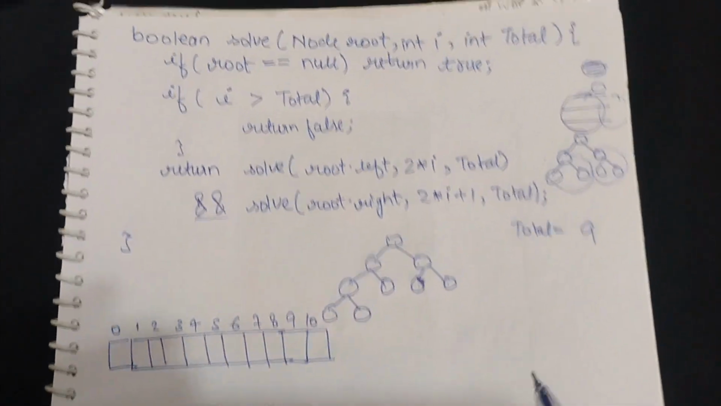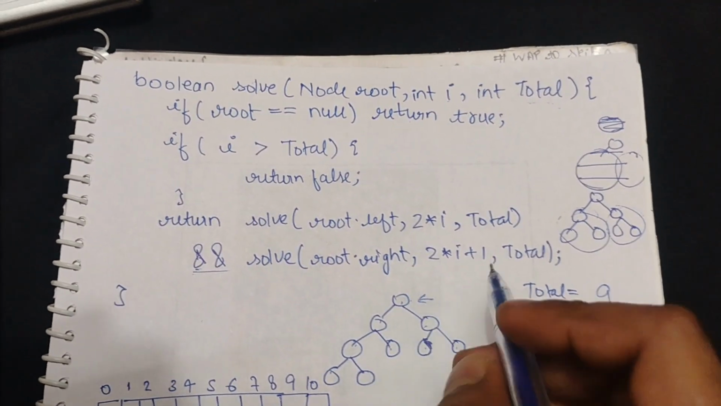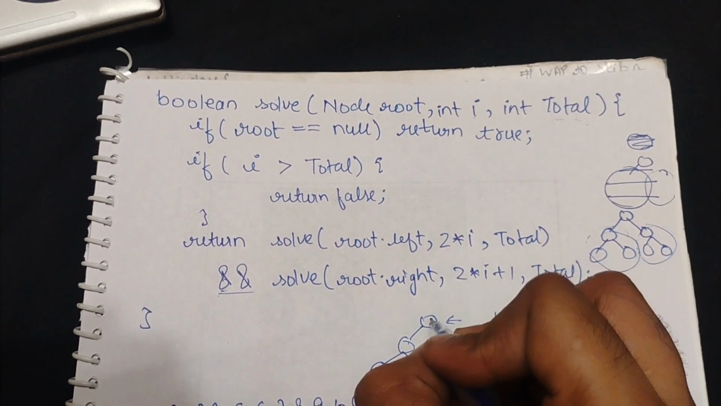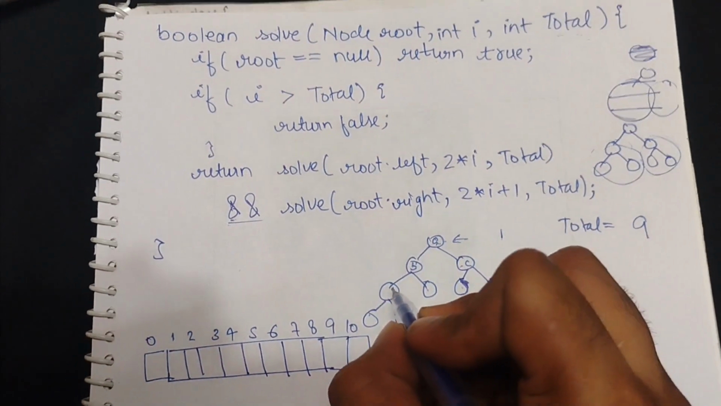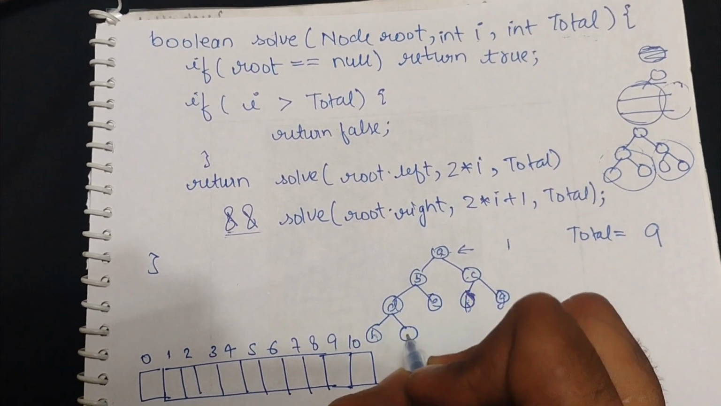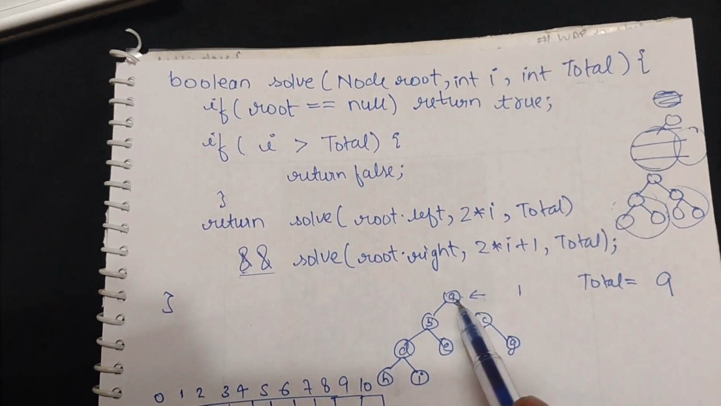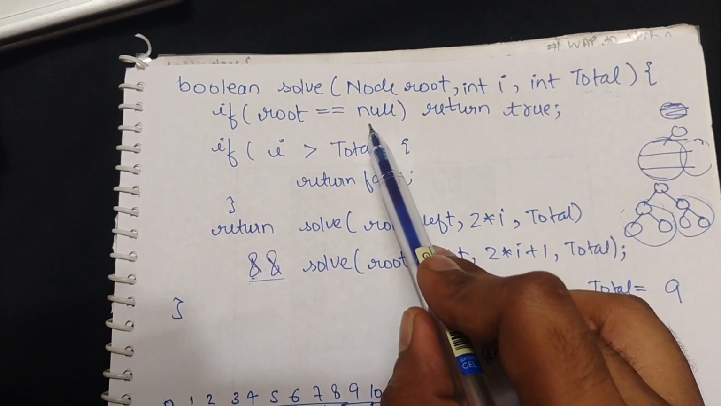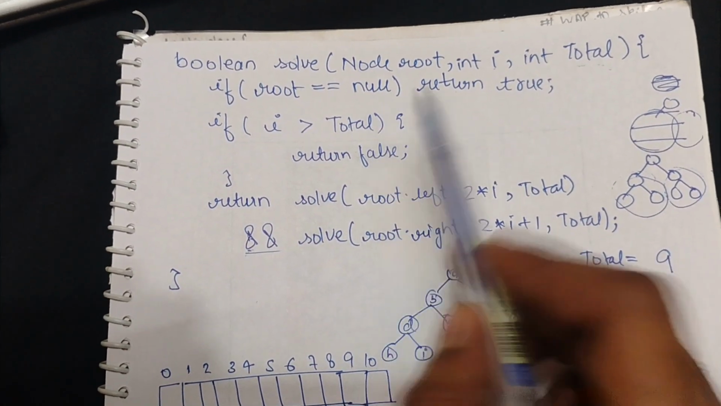Right now what I'll do, I'll call this solve function with this and with I equal to 1. I'll name these nodes A, B, C, D, E, F, G, H and I. Now I'll call this solve function with A and I equals 1. It will check, does this A equal null? No, it is not. Now it will come over here.